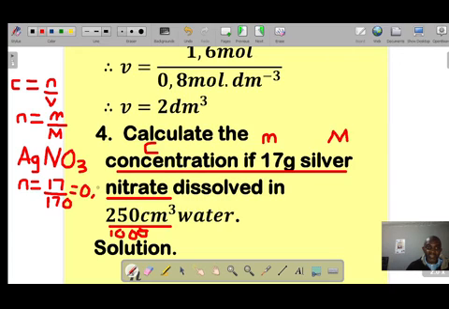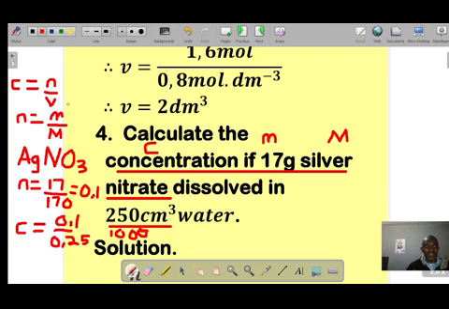I get 0.1. Now the 0.1 is my number of moles, but the question was asking for concentration, right? So C equals N over V. To get my concentration, I say C equals N over V, but my N is what? 0.1. So 0.1 divided by my volume, which we already said is 0.25 from here. I don't know if you see that. So 0.25. Let us use our calculator now to see what we get.